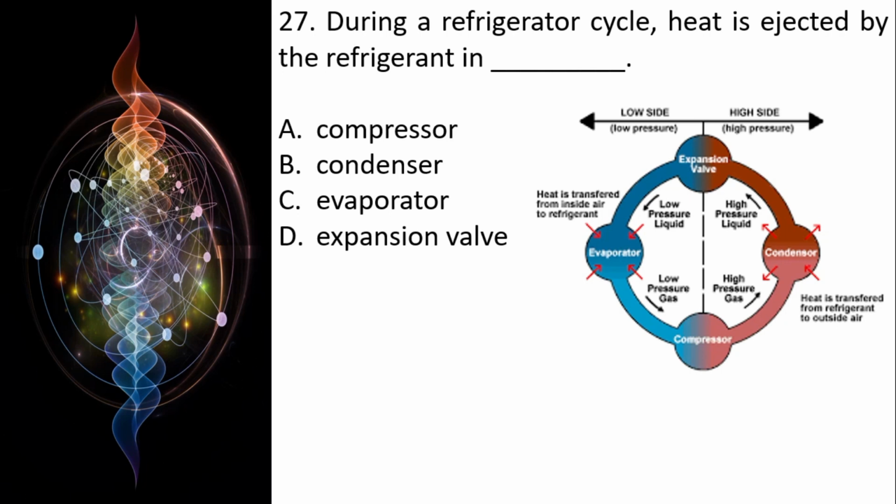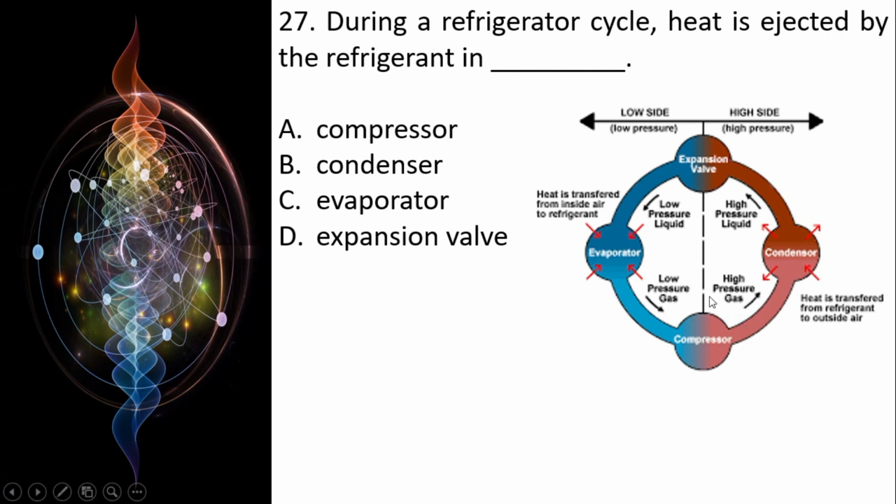27. During a refrigerator cycle, heat is ejected by the refrigerant in the blank: compressor, condenser, evaporator, or expansion valve. So look at the picture here. Okay, compressor here. What it does is raise the pressure of the gas so that it becomes hot. When the pressure of the gas increases, it will have higher kinetic energy, and since it has higher kinetic energy, it will also have higher temperature.